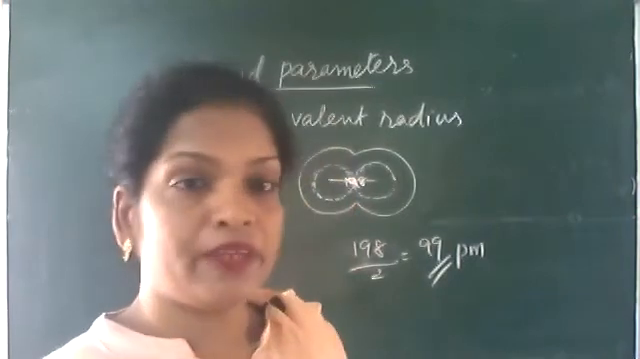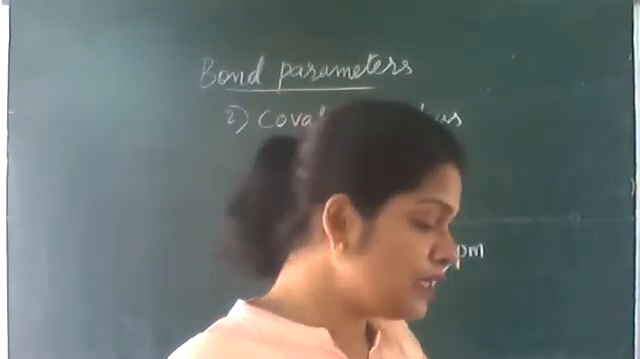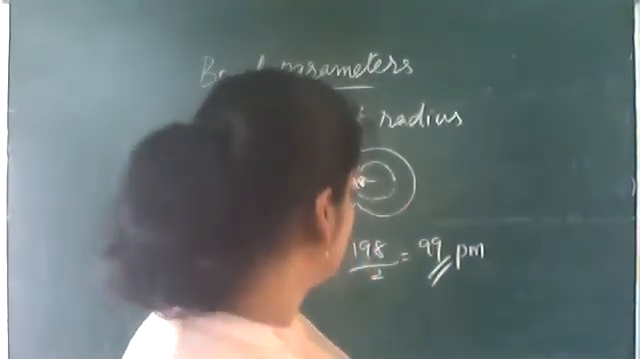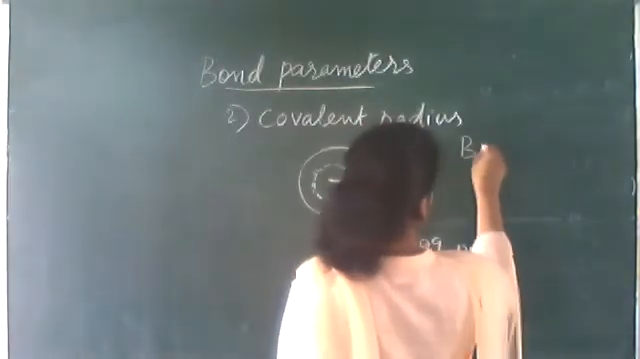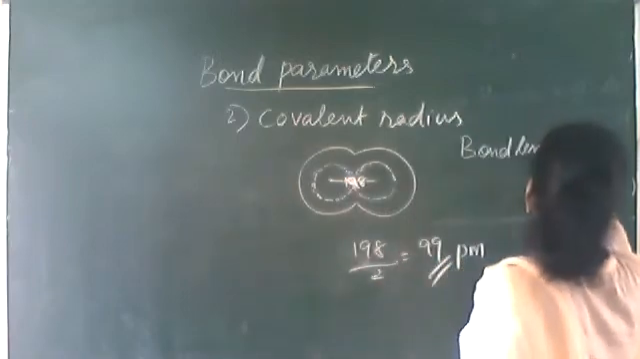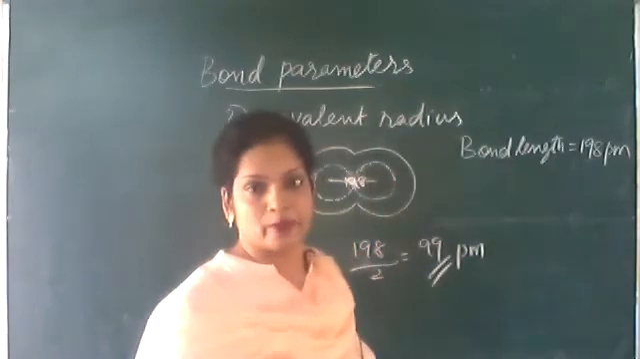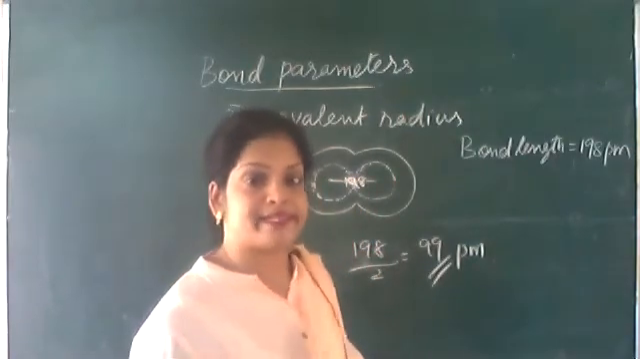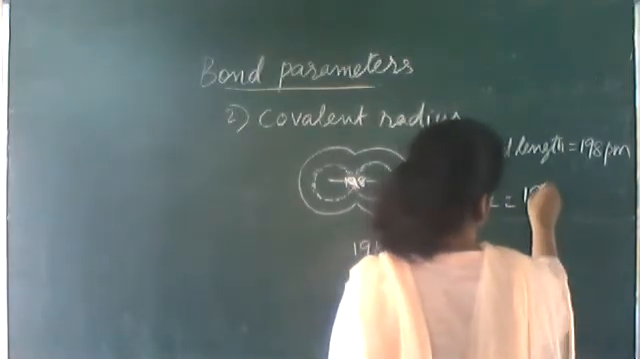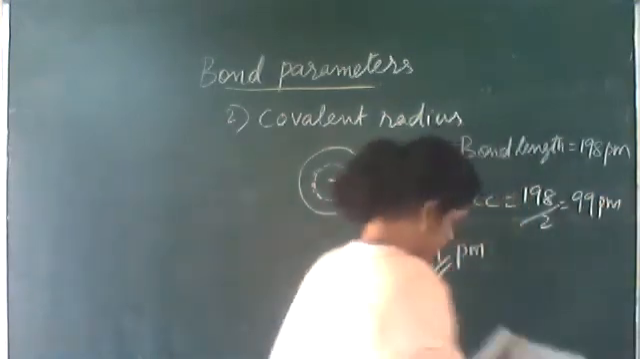In the case of a covalent bond, the contribution of each atom is called covalent radius. Here the bond length is 198 picometer. So covalent radius is 99. Therefore, RC, covalent radius, is 198 divided by 2, that is 99 picometer.